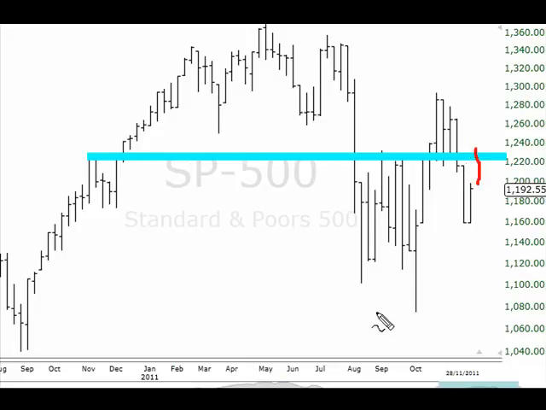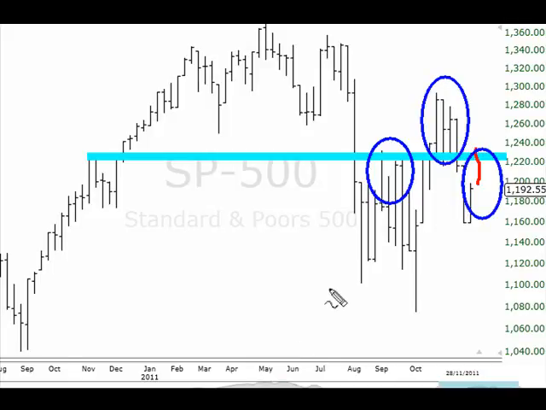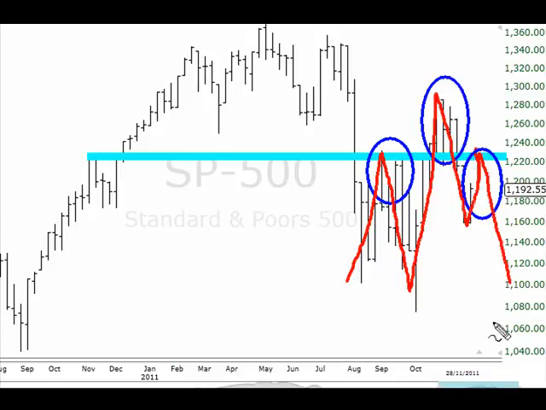If it fails at that level, guess what we're likely to see? We're likely to see this being a left shoulder, a head, and guess what this is going to be? A right shoulder. We now have what we call a left shoulder, a head, and then a right shoulder moving down through there. Can you see it now? Okay, I hope you see that. That's what I see now.